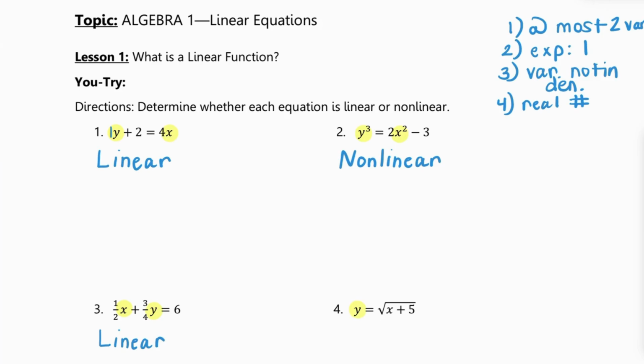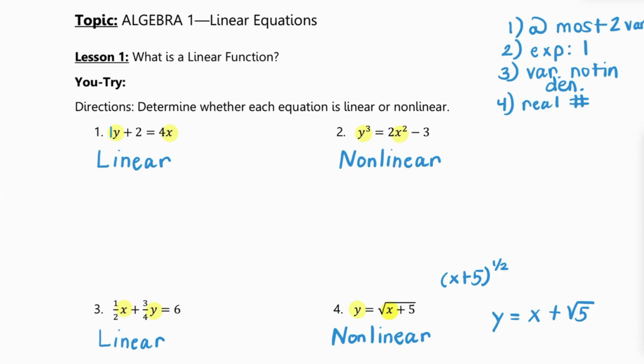Number 4, we have y looking good equals the square root, and under that square root is an x. So that is not good. We cannot have a square root with a variable under it, right? If I had this, let me just show you. That would be okay, right? But because that square root has the x under it, it is non-linear. Remember, a square root is really an exponent of 1/2. So that is really saying x plus 5 all to the 1/2 power.